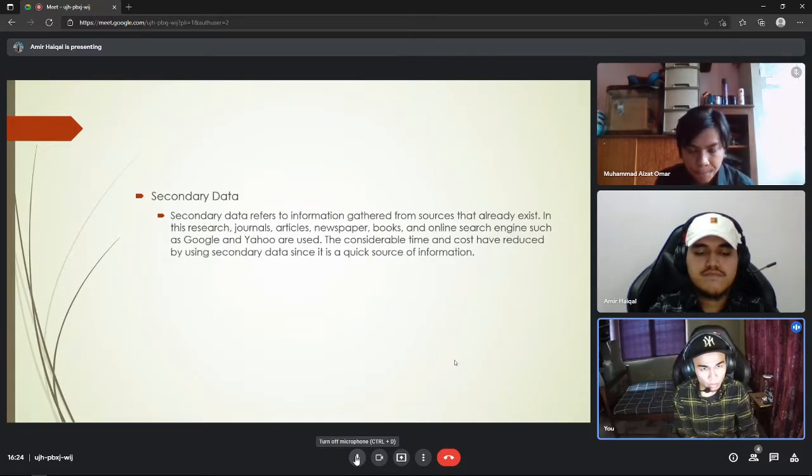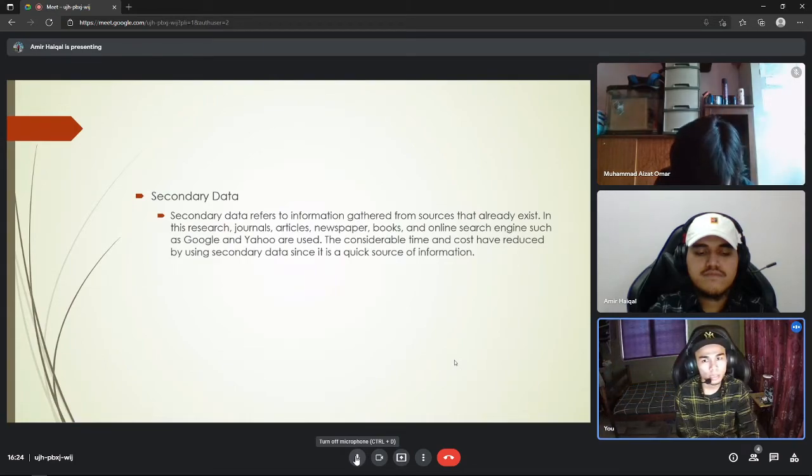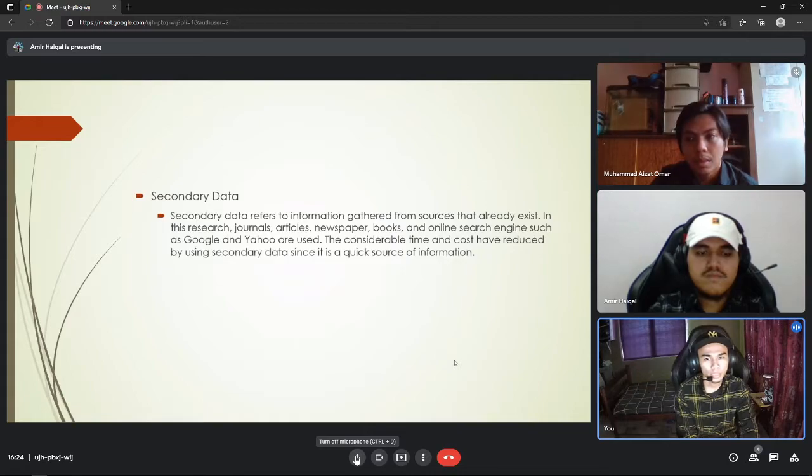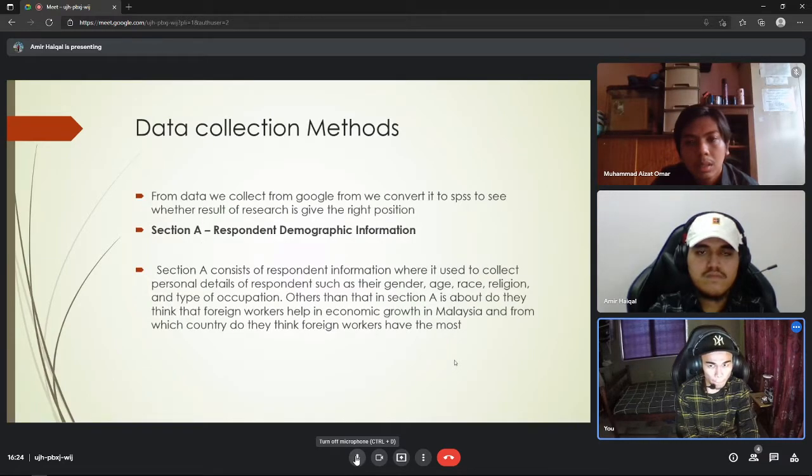For secondary data, secondary data refers to information gathered from sources that already exist. In this research, journals, articles, newspapers, books, and online search engines such as Google and Yahoo are used. Considerable time and cost are reduced by using secondary data since it is a quick source of information. Data collection methods. From the data we collected from Google, we convert it to SPSS to see whether the result of the research gives the right position.